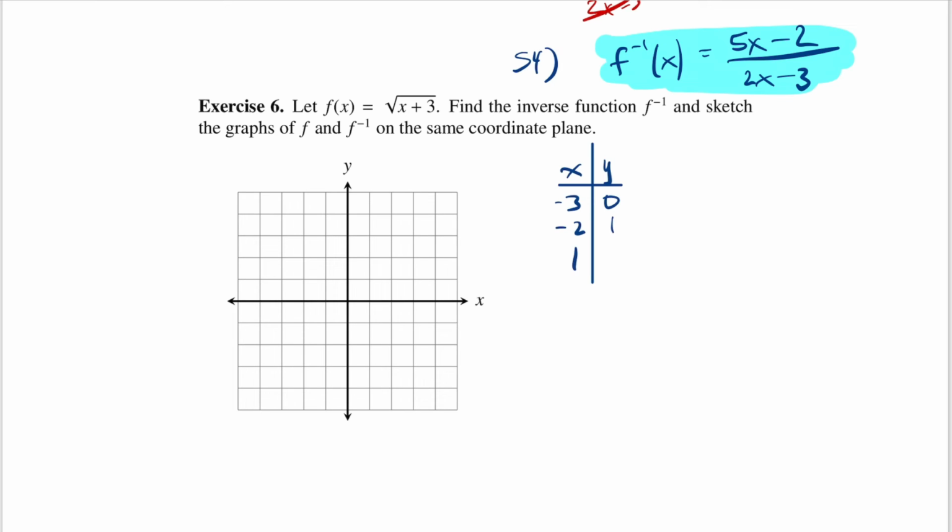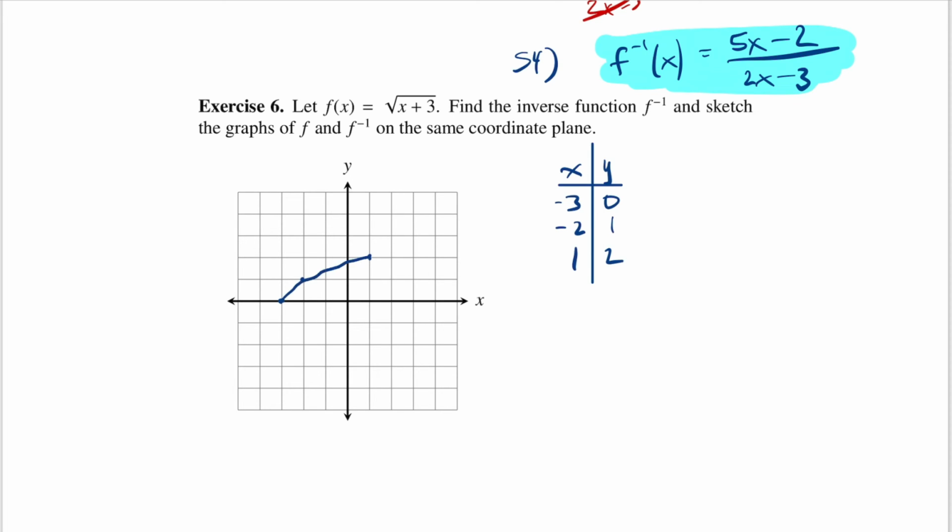I'm going to choose one more value. The next perfect square would be, actually that's good enough. We can leave it at that. -3, 0, -2, 1, and 1, 2. So our square root function is going to look like that.